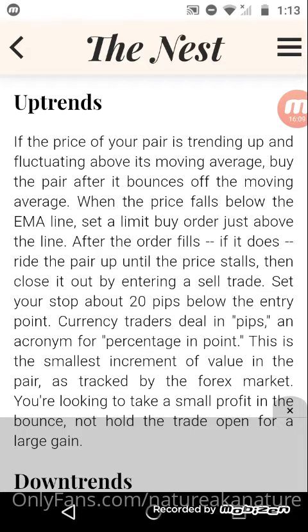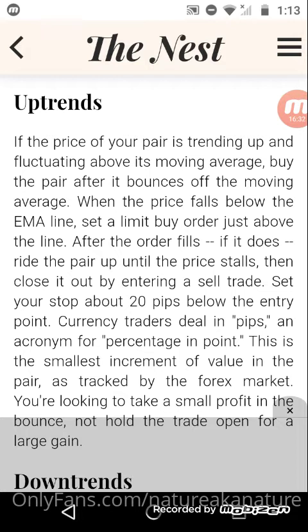a buy order where you can put in the limit price that you want it to go to. You don't even have to watch it. This allows you to have free time, do what you want to do. You just have to set a limit buy order just above that line, just above the EMA line.